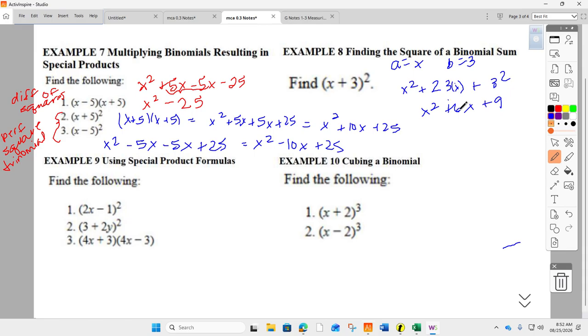All right, so we're going to use the formulas here. Noting that some of them have a coefficient on the terms. So we're going to do 1 and 3.